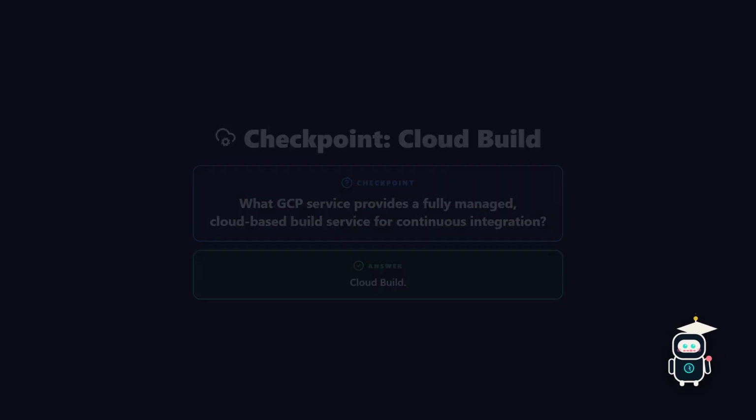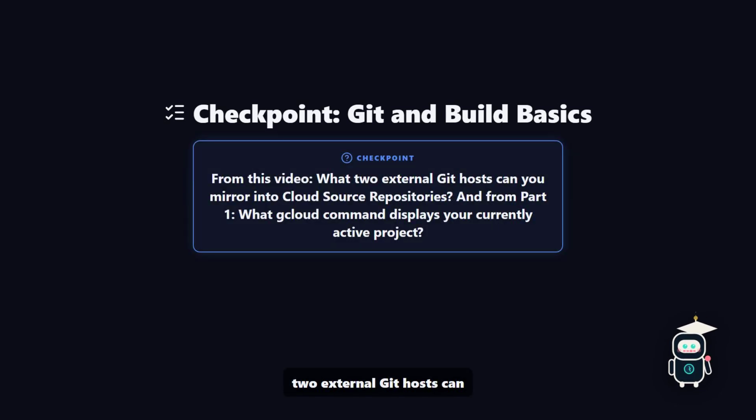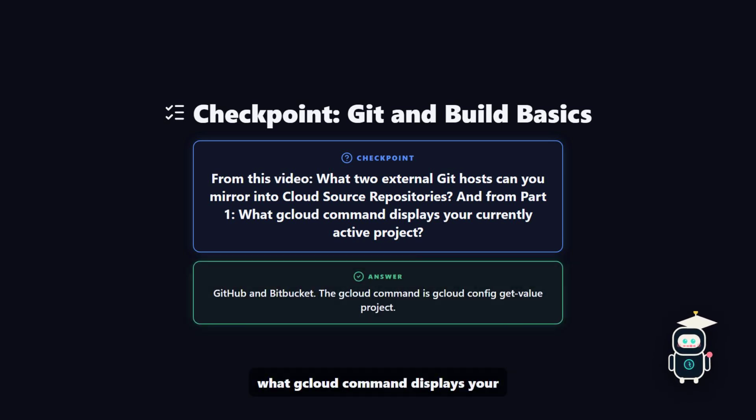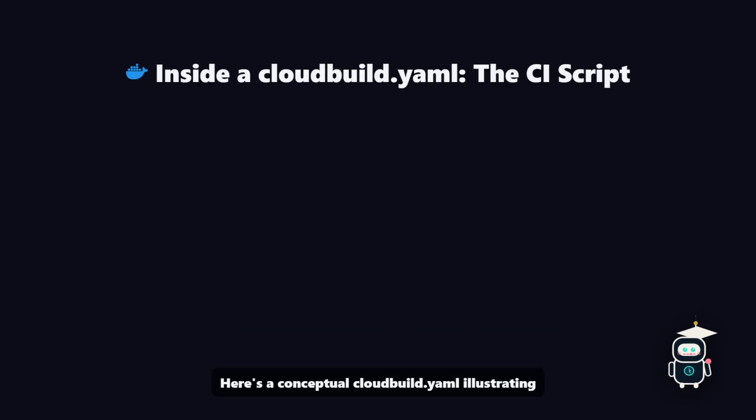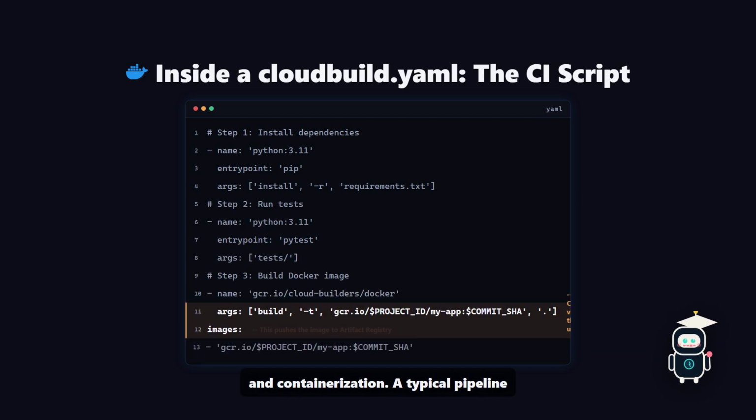Recall and review. First, what two external Git hosts can you mirror into Cloud Source Repositories? And from Part 1, what gcloud command displays your currently active project? Here's a conceptual cloudbuild.yaml illustrating how you can automate testing and containerization.